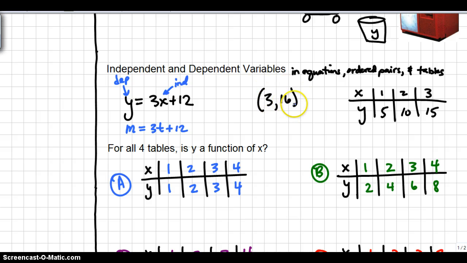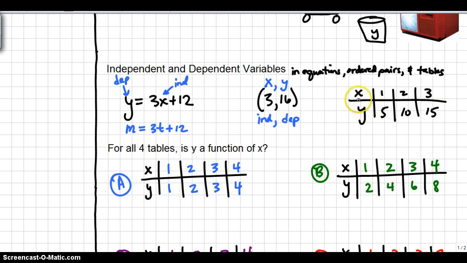When you're working with an ordered pair, most students are comfortable labeling the ordered pair as the first number being x and the second number being y. So when you're working with an ordered pair, even if the letters have changed, the first number is the independent one and the second number is the dependent one.